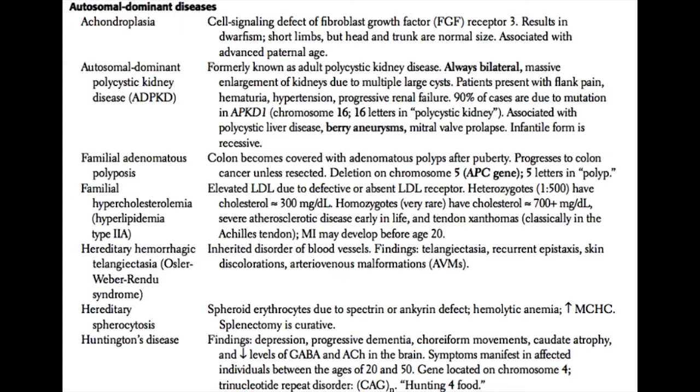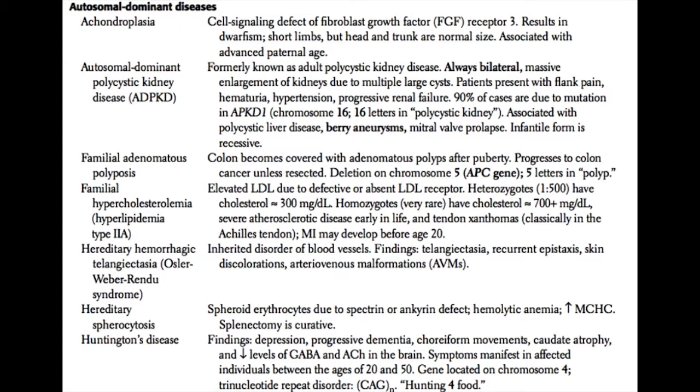Next is familial adenomatous polyposis. This causes lots of colon polyps that form only after puberty, and it's a very high risk for colon cancer. And pretty much the only way to prevent colon cancer is to cut out the colon. It's caused by a deletion of the APC gene that stands for adenomatous polyposis coli. It's on chromosome number 5. The APC gene is a tumor suppressor.